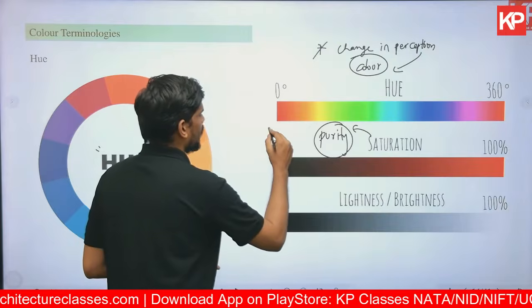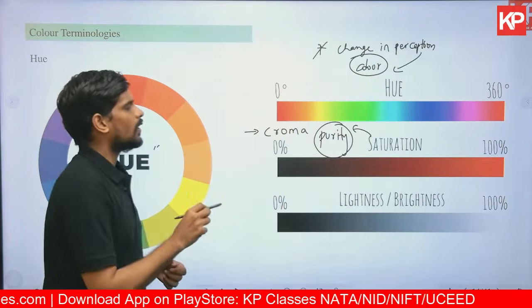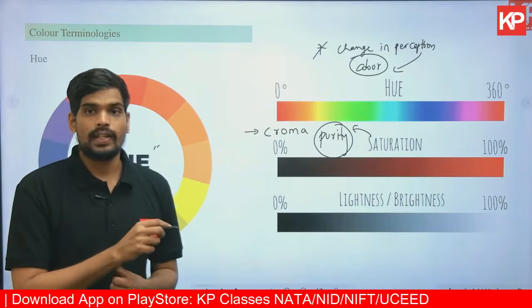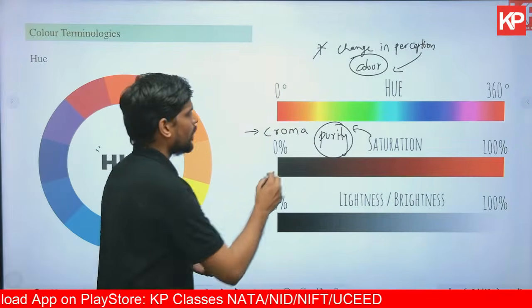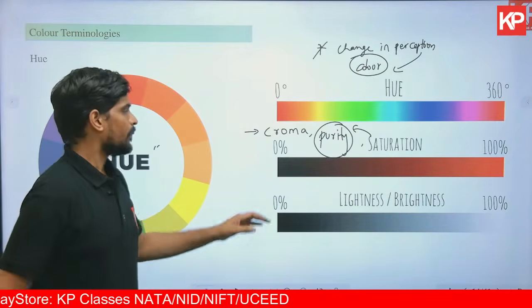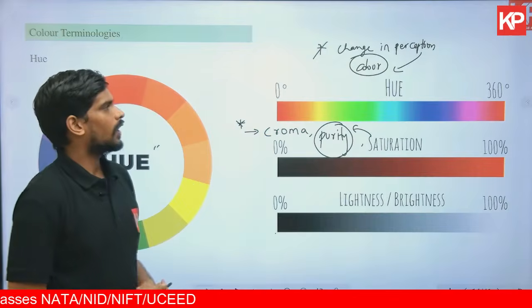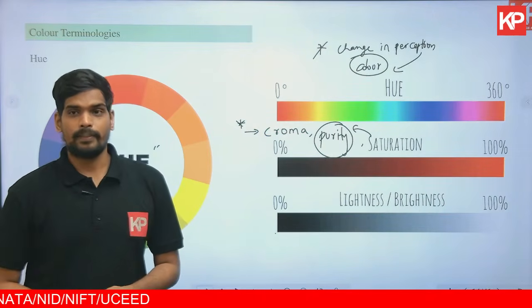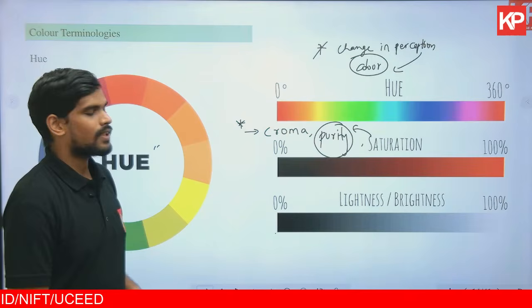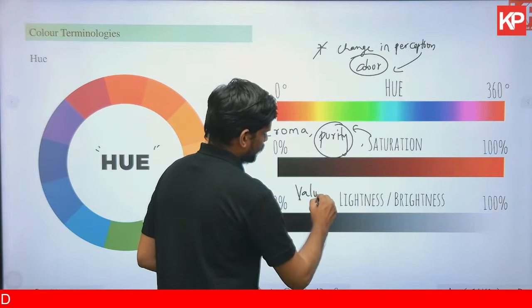Saturation or purity is sometimes also known as chroma. You can remember all these terms: chroma, saturation, purity. All three are the same. They talk about how pure a color is. Moving on to the third important aspect. There are three terms I told you: hue, saturation, and lightness or brightness. The third aspect, lightness or brightness, is also called the value of a color.